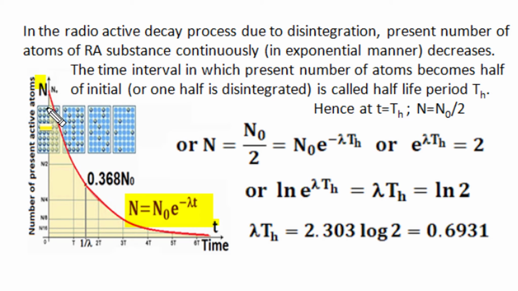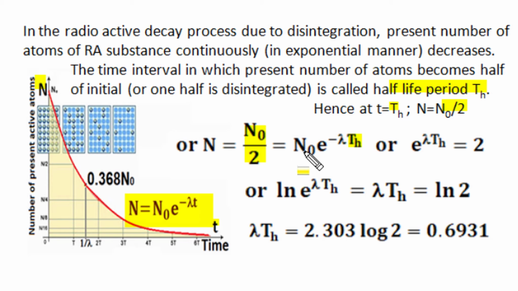When the number is higher, the rate of decrement of present number is also higher, and as number decreases, rate of disintegration or decay also decreases as slope of number and time changes with time. Now the time interval in which present number of radioactive nuclei reduces to half is known as half-life period, denoted by T half. So in this relation of radioactive decay, in time t equal to T half, the present number becomes half of initial number. So present number becomes half of initial in t equal to T half.